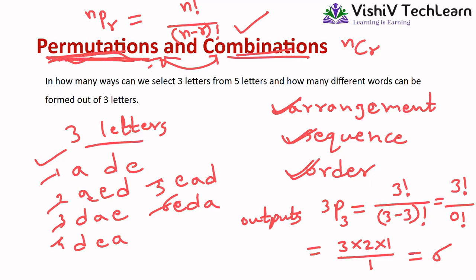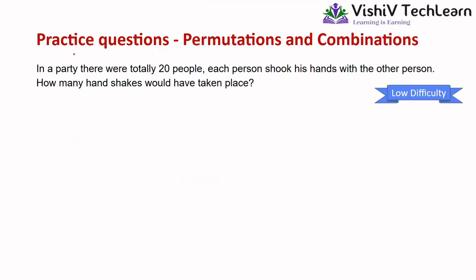Now let's try a few examples. Here first we have a low difficulty example. The question is, in a party there were a total of 20 people. Each person shook hands with another person. How many handshakes would have taken place?